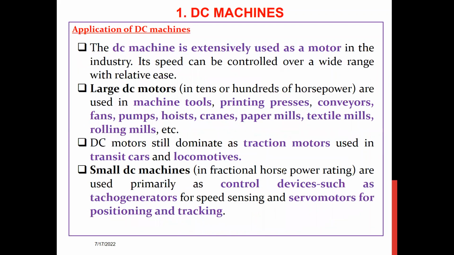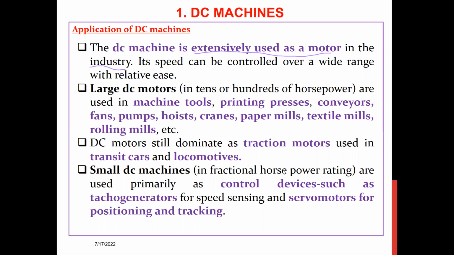Moving on, we want to discuss the applications of DC machines. One, DC machines are extensively used as motors. The DC machine is mostly used as a motor in industry, where the speed can be controlled over a wide range with relative ease.